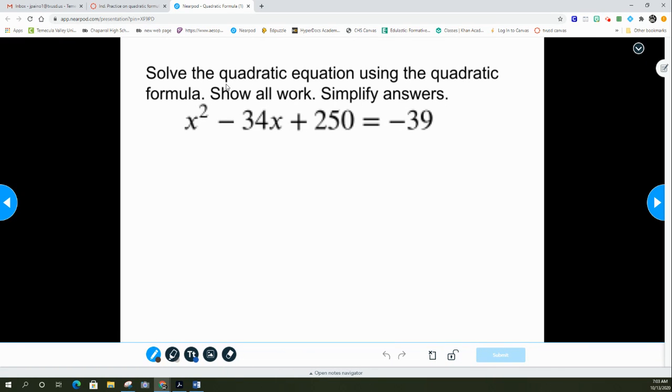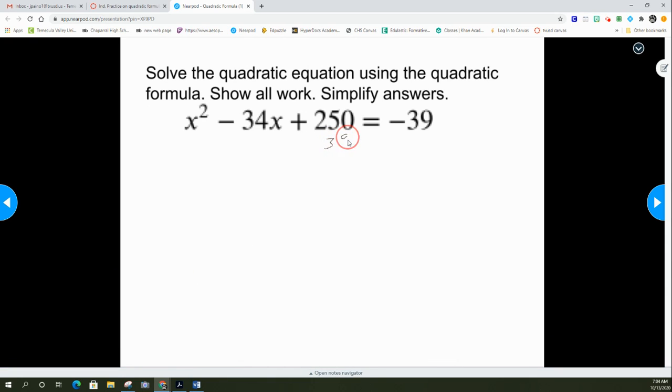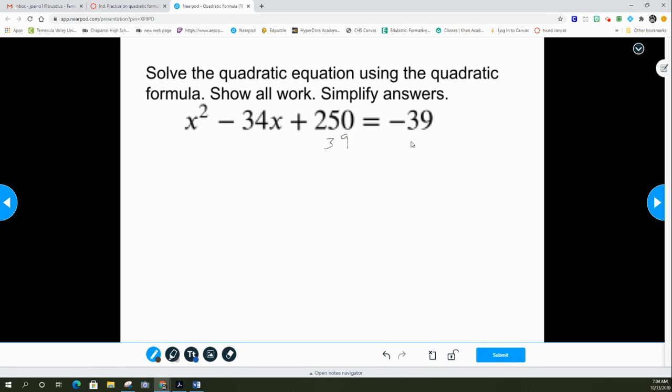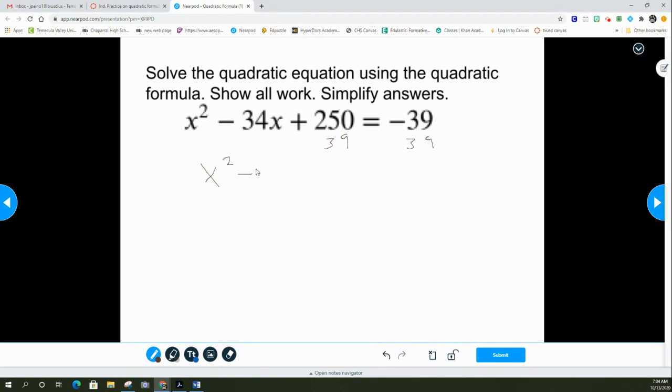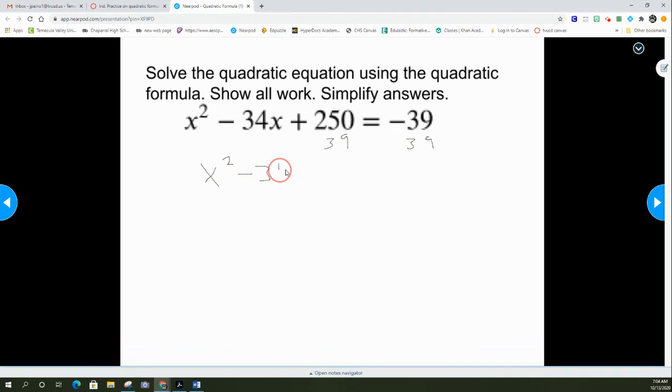Now in this one, before I get started, I have to add the 39 over. It's not equal to 0. So I'm going to add 39 first. And when I add 39 to 250, I get 289, which is a perfect square. So I could actually solve this one by factoring, but we will use the quadratic formula because that's what the directions say.